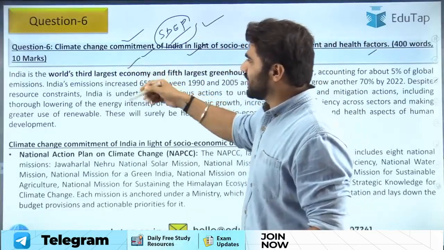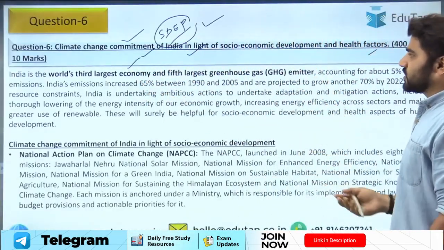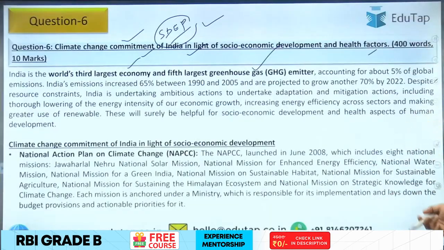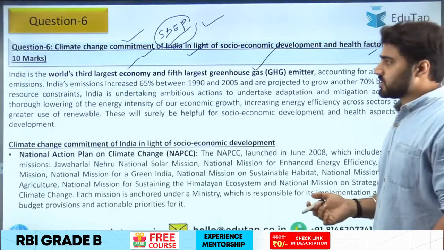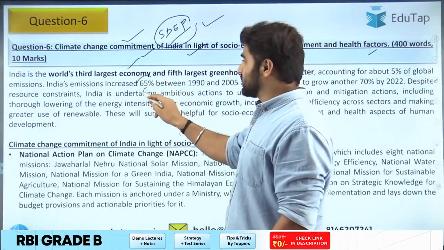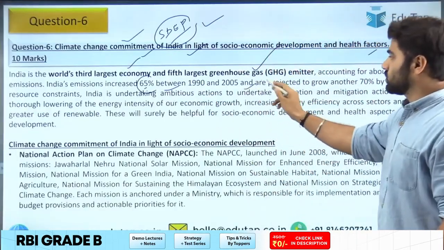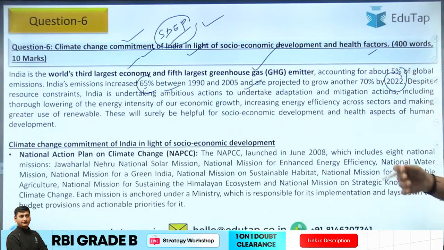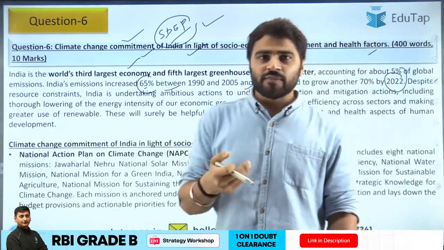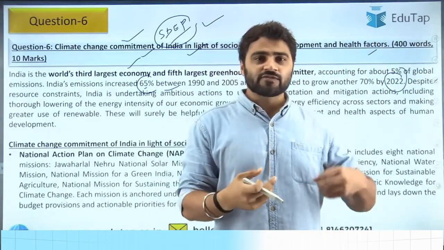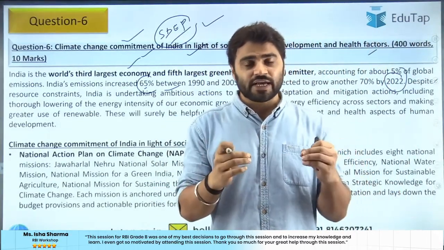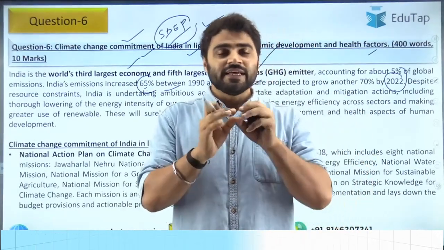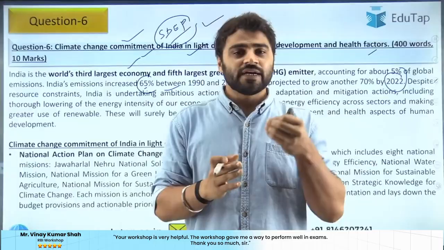So first of all, you need to tell that India is the world's third largest economy and fifth largest greenhouse gas emitter, accounting for about 5% of global emissions. India's emissions increased 65% between 1990 and 2005 and are projected to grow another 70% by 2022. So if you can mention data, some scheme, some findings from the reports or surveys, that will definitely substantiate your answer, substantiate your point, and believe me, all these things help you in fetching good marks, right?